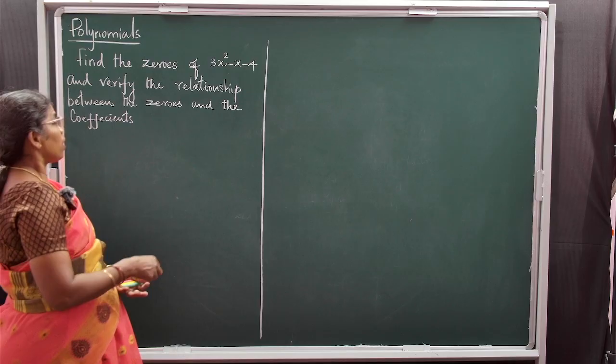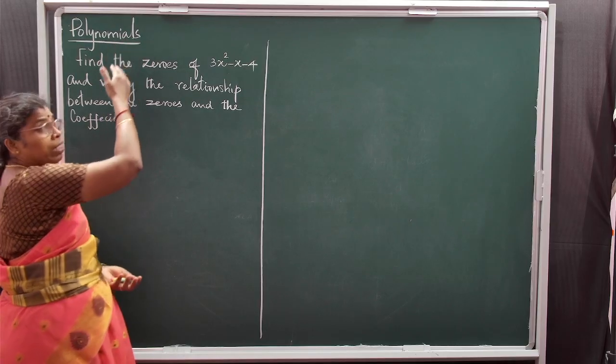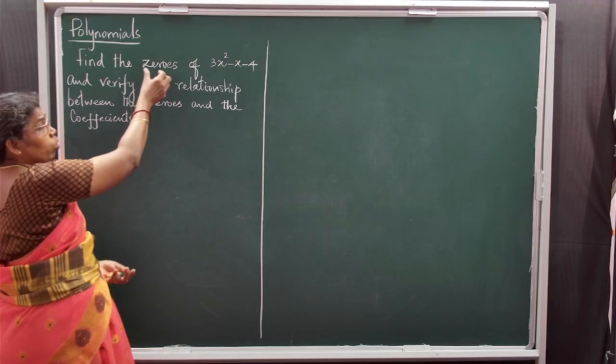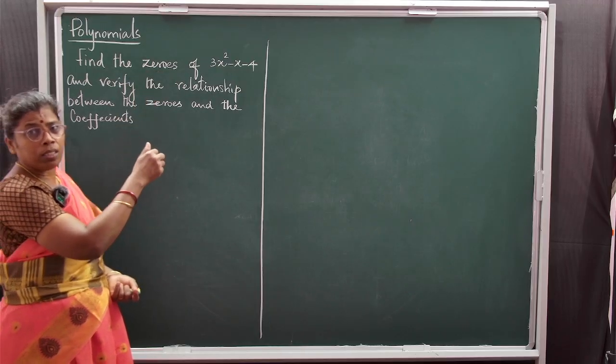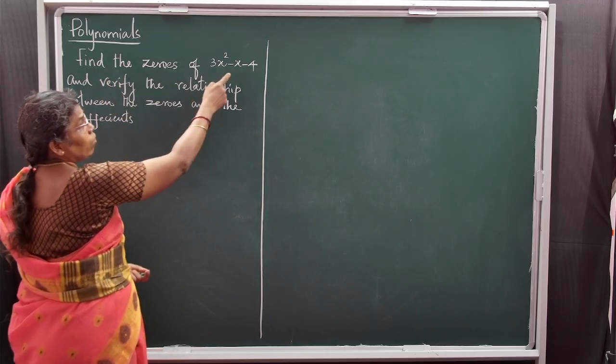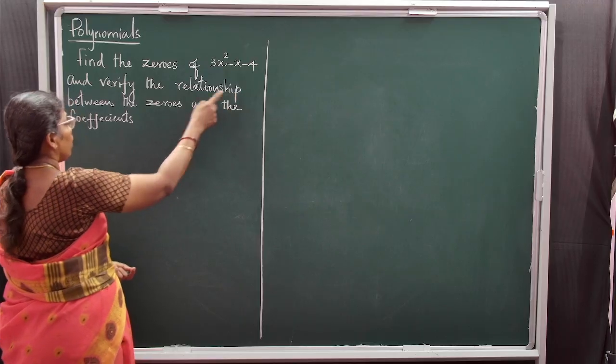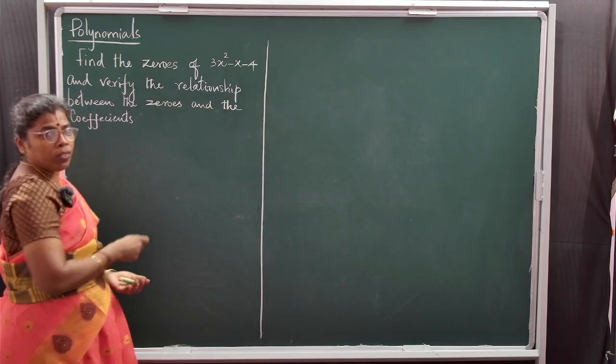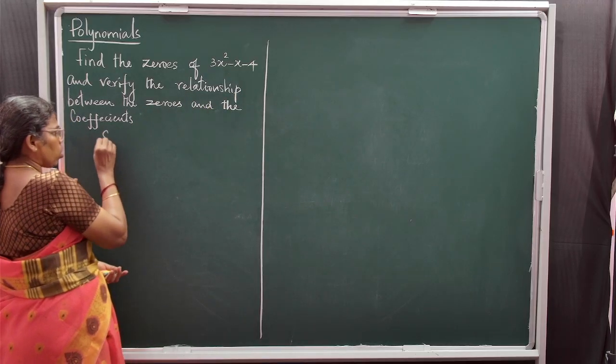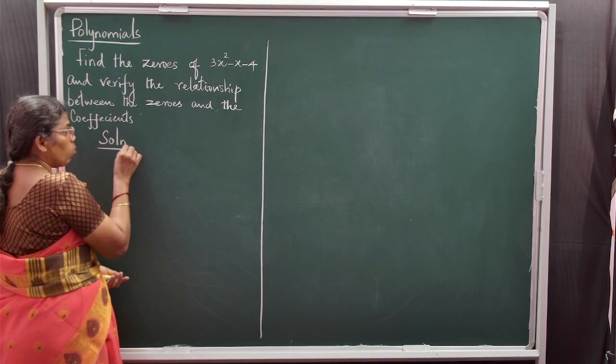So let us see the sums from polynomials, standard 10. It is one of the board questions. Let me read the question. Find the zeros of 3x squared minus x minus 4 and verify the relationship between the zeros and the coefficients. So let me start. So it's a solution.